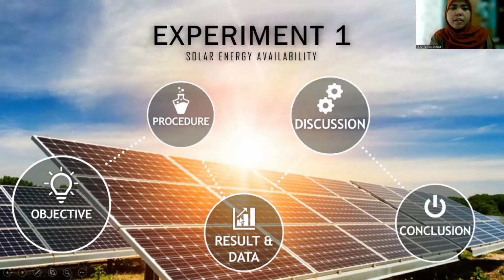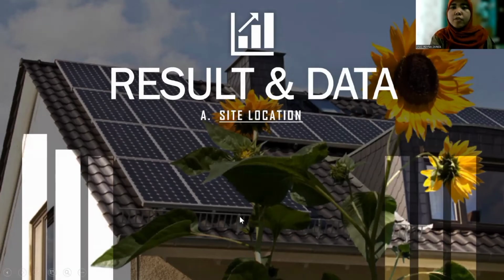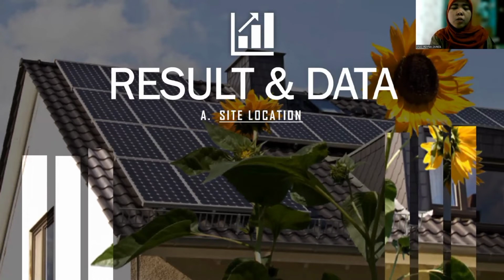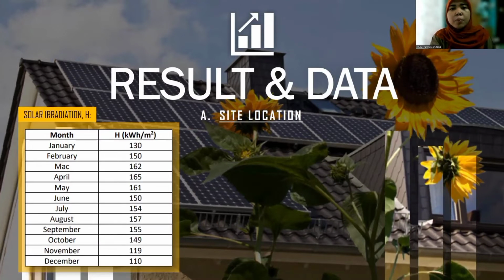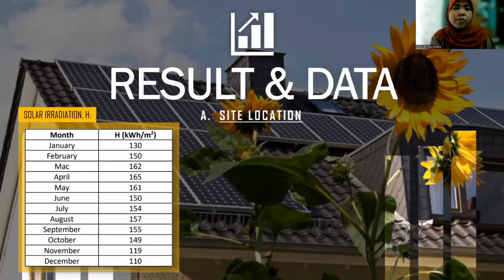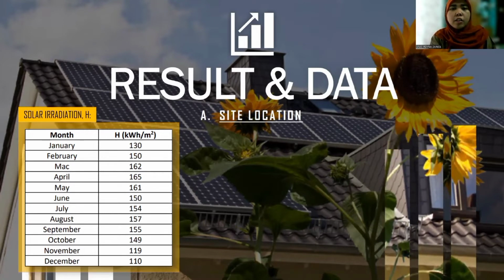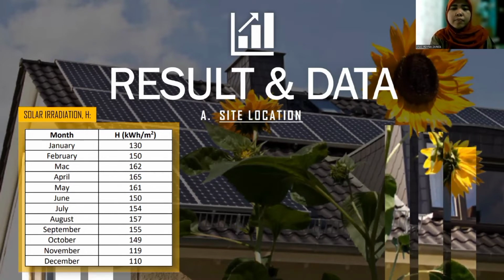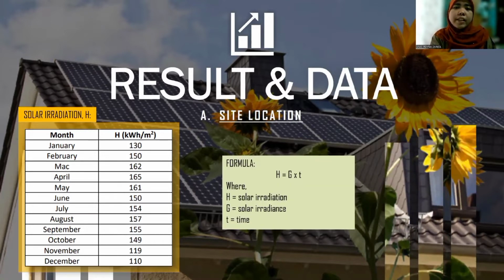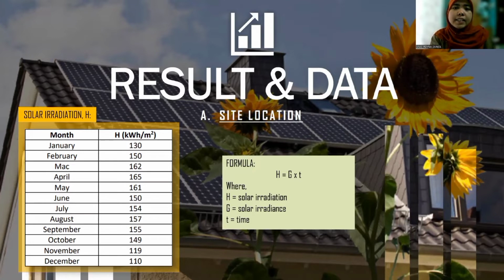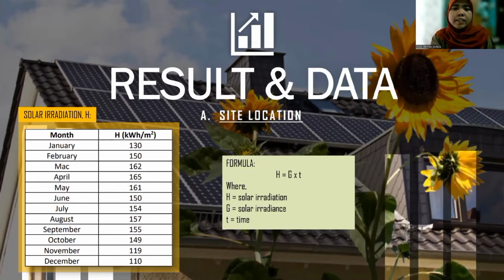Now is the result and data. I'll show the data for part A, site location, which is solar irradiation H. This data was obtained from the report, which we supposedly get from the plotted graph of solar irradiance versus time. Here is the simple formula showing the connection between G and T to get the solar irradiation.